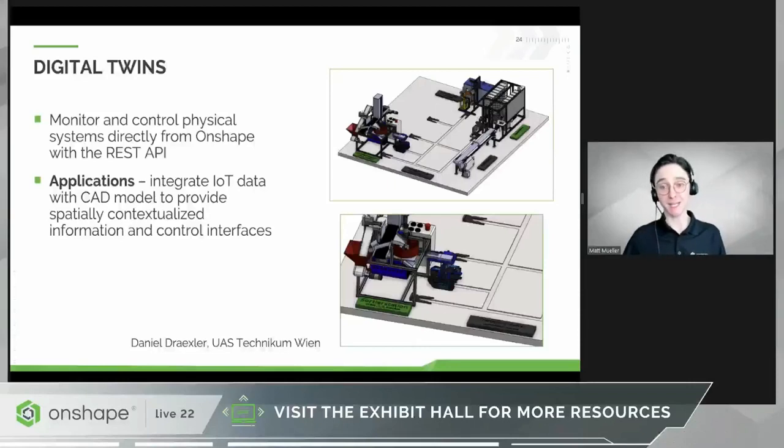Using the REST API, they're able to integrate data from their Internet of Things system to directly update the assembly to reflect the current state of the physical system, and use user inputs in Onshape to control the physical system. Now, rather than using some separate application, you can natively use your Onshape assembly design to provide a spatially contextualized way of visualizing data in real time from the system, and a spatially contextualized interface for controlling the various parts in real time.